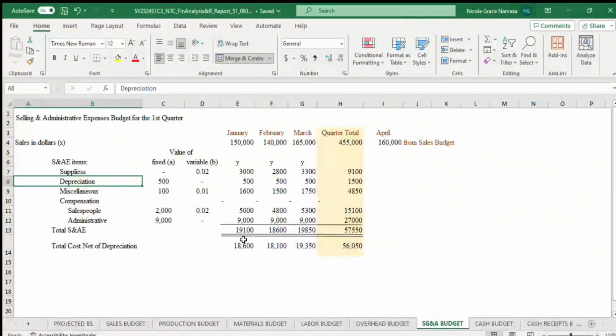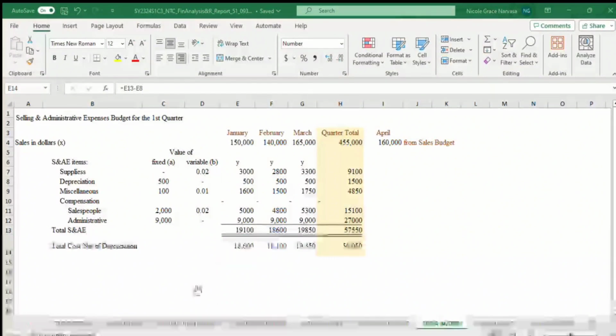So, after you get the total selling and administrative expenses, subtract the depreciation of 500 for you to get the total cost of selling and administrative net of depreciation, because this will be relevant in our cash budget. So as you can see in the note, we will need the actual cash outflow for purposes of our financial budget in cash.